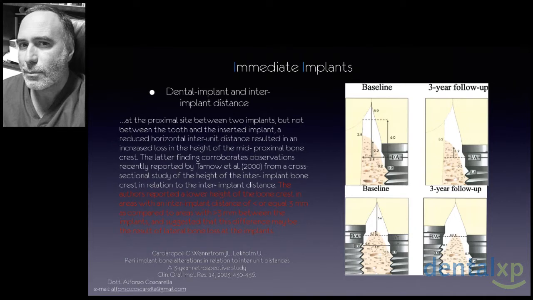a lower height of the bone crest in areas with an inter-implant distance of less than or equal to 3 mm as compared to areas with greater than 3 mm between the implants, and suggests that this difference may be the result of lateral bone loss at the implant.